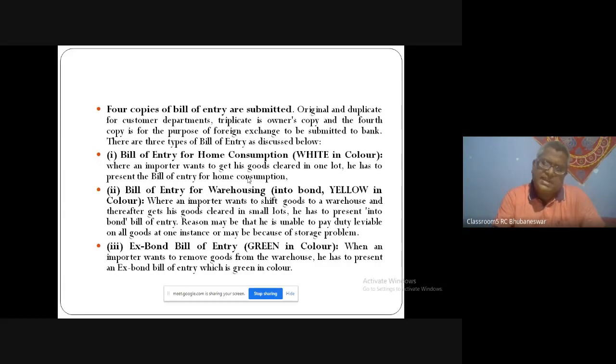At the time of clearance, the yellow color document is required. If you talk about the green color document, that is required when goods are removed from the warehouse and taken by the importer. When the importer wants to remove the goods, this green color document is required. My dear students, listen carefully. I am pointing out only the importing procedure, not exporting. Whatever was delivered in the first 45 minutes, the last 30 minutes, that is only the exporting procedure. Now my discussion is importing.